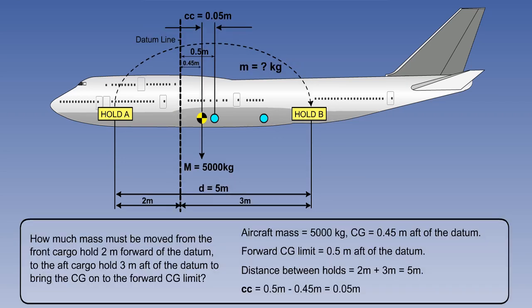Now we will look at a practical example, using the formula to find out how much mass must be moved to bring the centre of gravity into limits. In the example on screen, the centre of gravity is forward of limits by 0.05 of a metre, and it is required to find out how much mass, m, must be moved from hold A to hold B to bring the centre of gravity onto the forward limit, 0.5 metres aft of datum.